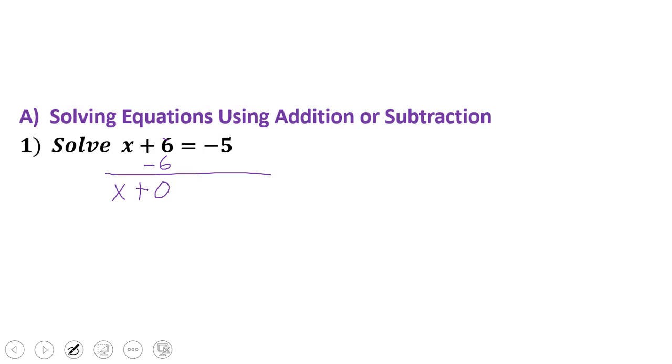So now I have x plus 0. Okay, so x plus 0 is what? That's right. X plus 0 is going to be x. Adding 0 to anything is that number.